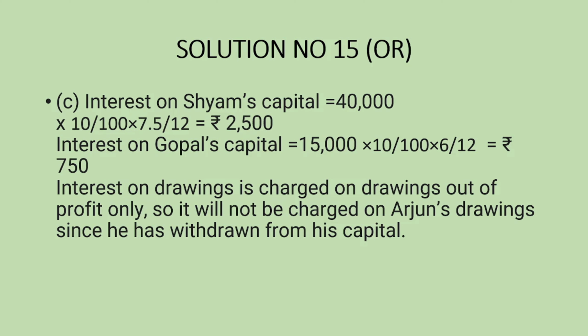The interest on Sham's drawings is rupees 40,000 into 10% into 7.5 by 12, that is 7.5 months by 12, that is 2,500. And the interest on Gopal's drawings is 15,000 into 10% into 6 by 12, that is 750 rupees. Interest on drawings is charged on drawings out of profit only, so it will not be charged on Arjun's drawings since he withdrew from his capital.